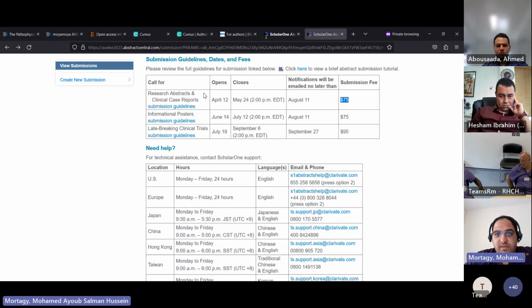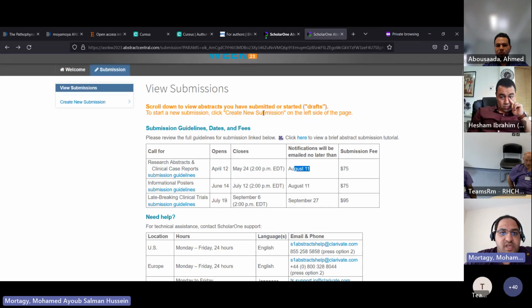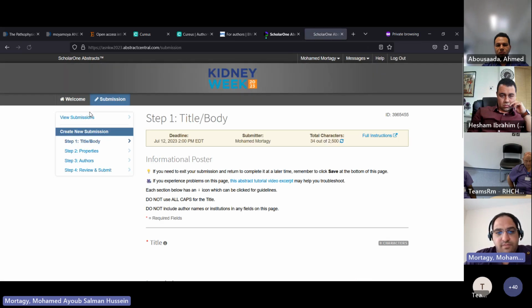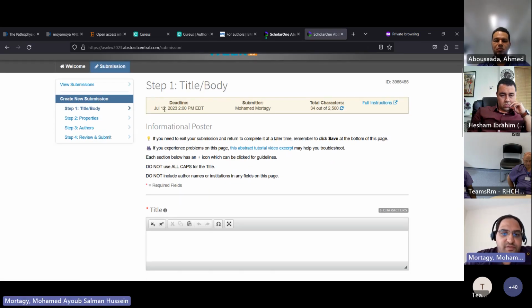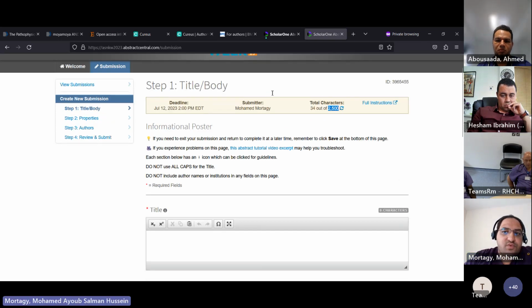So you have to know the exact dates for each of your favorite specialty conferences around the year, just to make sure you have something ready. They usually open submissions a month or two before the presentation date, so you'll know in advance. Let's say I would like to submit something here. You create a new submission, and each conference has its own portal. They want 2,500 characters, not words. That's around 300 words, just half a page.